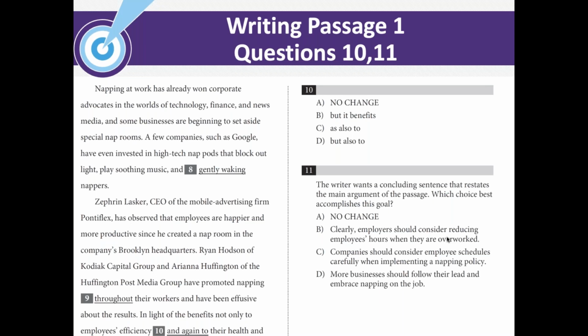And then number 11 is going to ask us to find a good concluding sentence. The writer wants a concluding sentence that restates the main argument of this passage. For this one, if I don't necessarily remember the main idea of the passage, I might go back and reread that first paragraph just to verify, if I haven't really been paying attention to the content of the passage and have been more focused on correcting the errors. And so here I'm going to pick answer choice D. More businesses should follow their lead and embrace napping on the job.